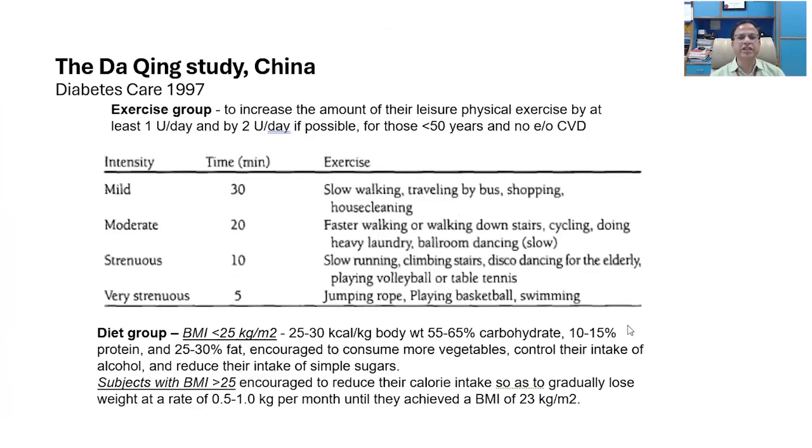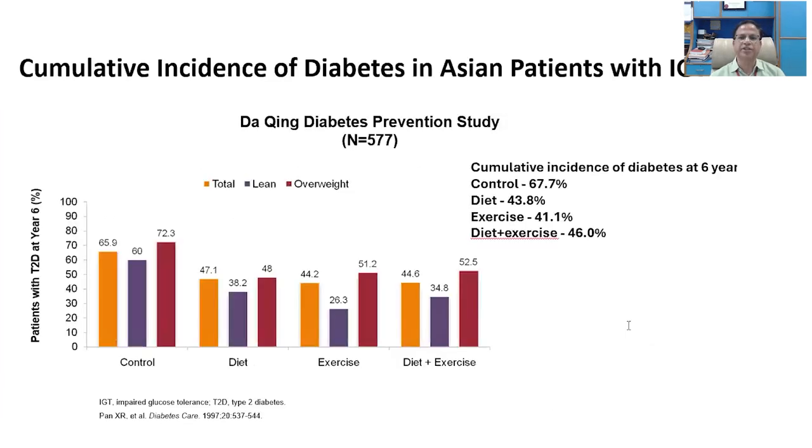So the intervention they did was advised exercise. Mild exercise for 30 minutes, moderate 20 minutes, strenuous 10 minutes, and very strenuous exercise 5 minutes. Accordingly, they also gave dietary advice. If BMI was less than 25, then 25 to 30 calories were given, and if BMI was more than 25, they were encouraged to go for weight loss of 0.5 to 1 kg per month till they achieved a BMI of 23 kg per meter square.